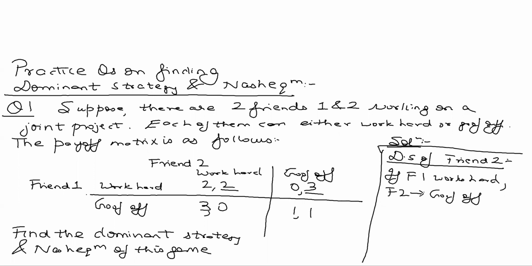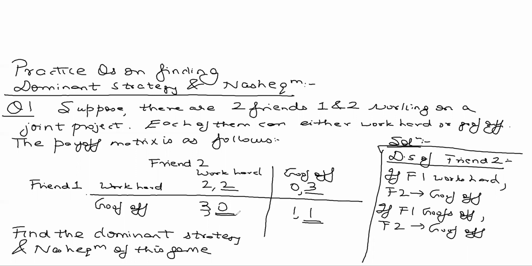Why? Because 3 is more than 2. Payoff of 3 is more than 2. And if friend 1 goofs off, what will friend 2 do? She will still goof off because this 1 is more than 0.